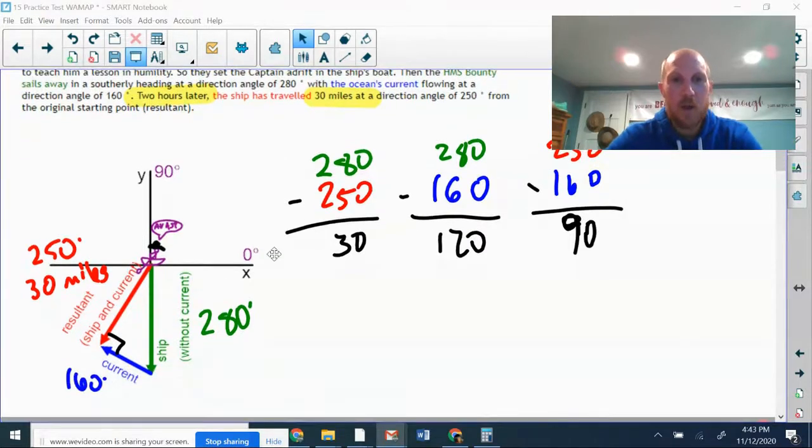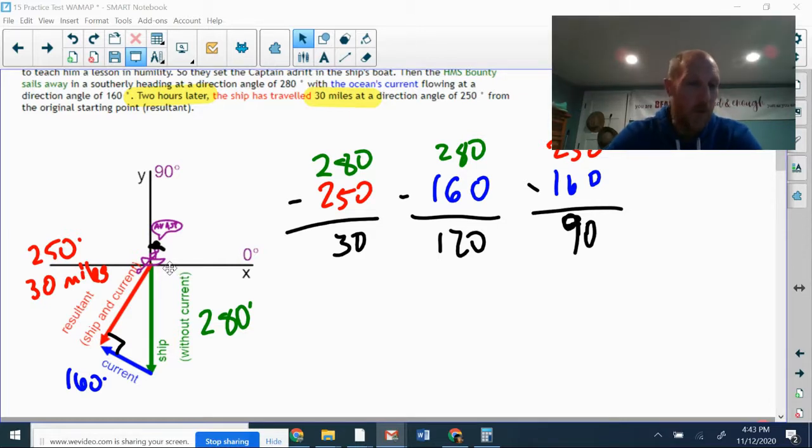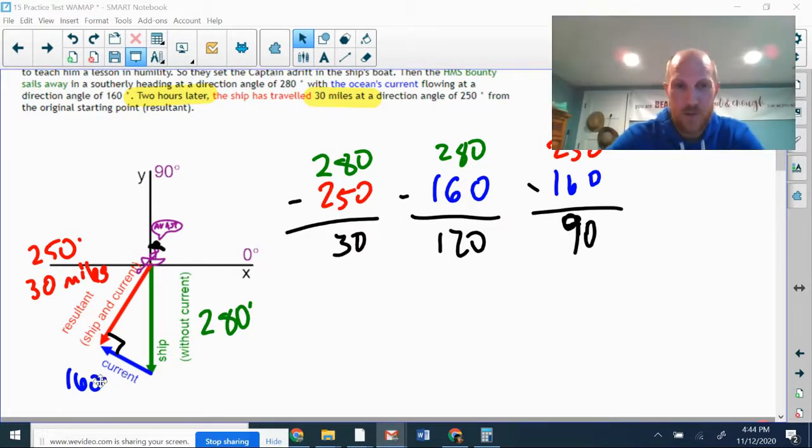The diagram is provided for us. I wanted to label all of the vectors with the information I'm given about them. So HMS Bounty sails away, leaving the captain behind in the ship's boat. Here's the little captain in his little ship's boat with his vast hat, and he does not move. This whole entire problem, he stays put. The Bounty, the larger ship, sails away in the green direction, and the problem tells me that is at a direction angle of 280 degrees. At the same time, the ocean's current is acting here in blue at 160 degrees.